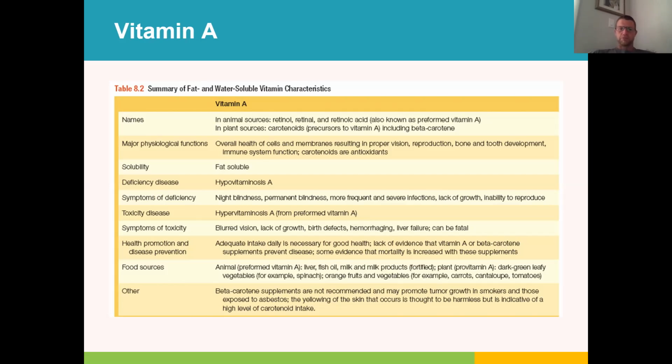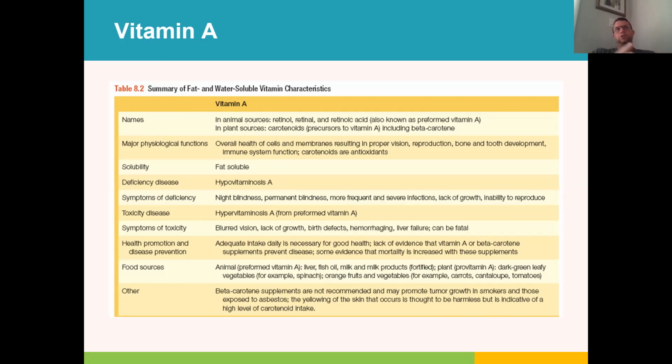Health promotion, disease prevention: adequate intake daily is necessary for good health. Lack of evidence that vitamin A or beta carotene supplements prevent disease. Some evidence that mortality is increased with these supplements. So again, a little lacking in the supplementation. You know, if you're not over supplementing, that's where they're kind of seeing that; if you over supplement, you could have toxicity issues.